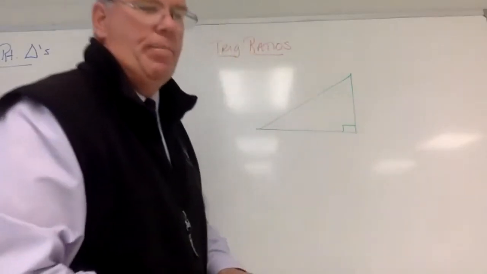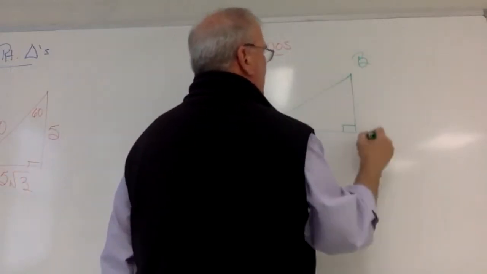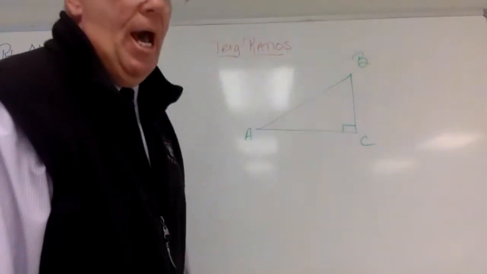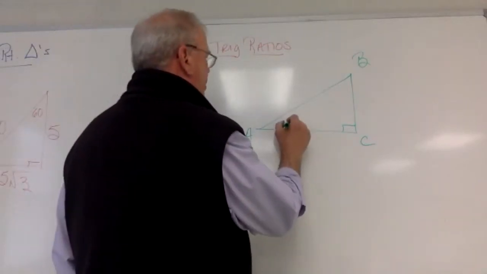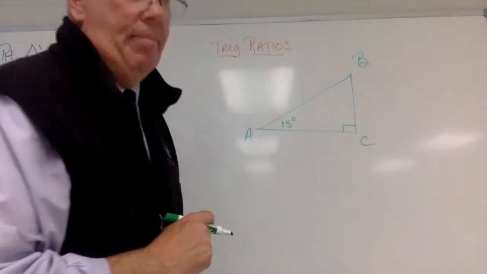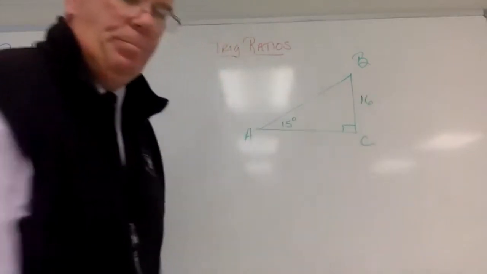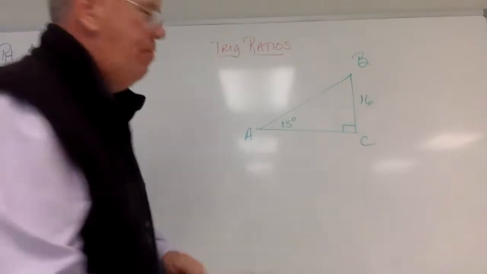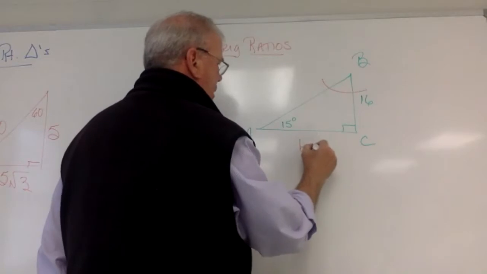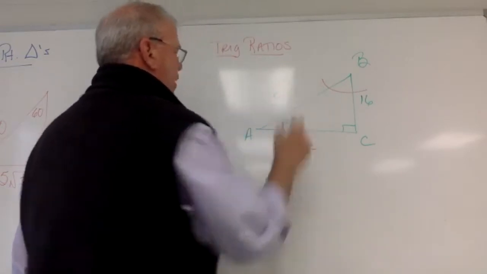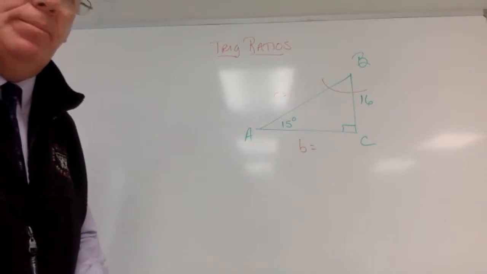All right, so here's my picture: A, B, C. My given is that this angle is 15 degrees, and my other given is that this side is 16. So now I have three things to find: angle B, side B, and side C. Everybody agree with that?